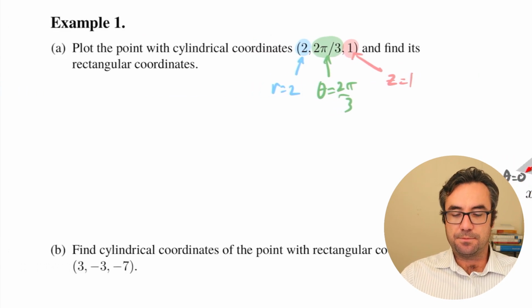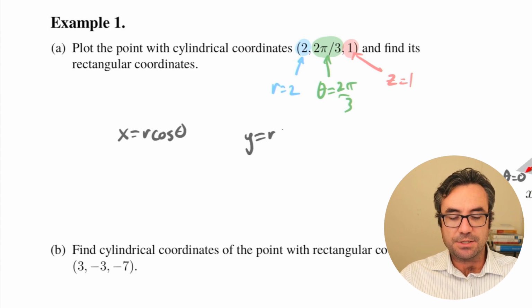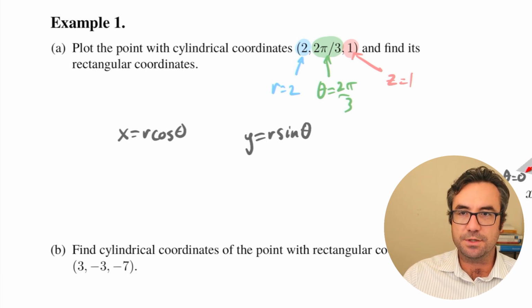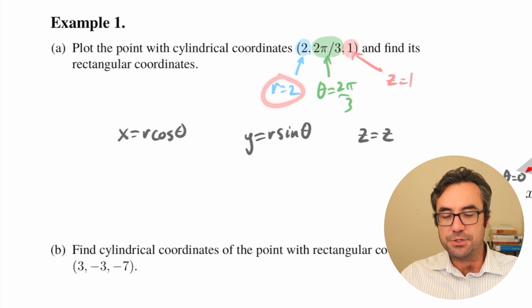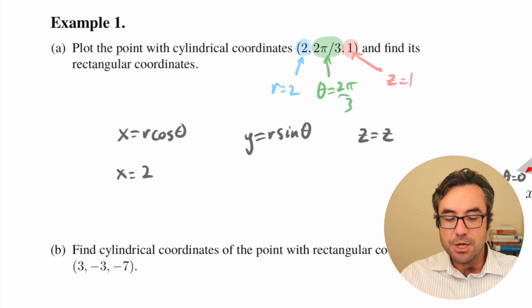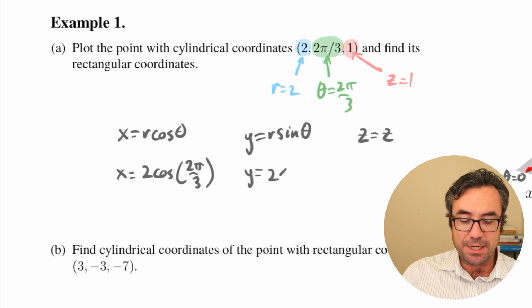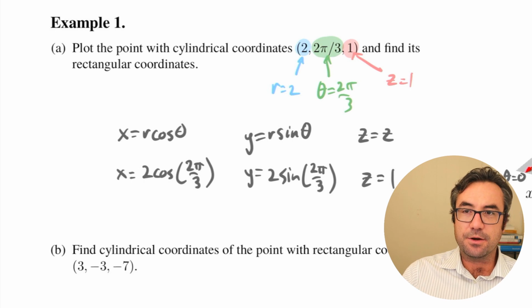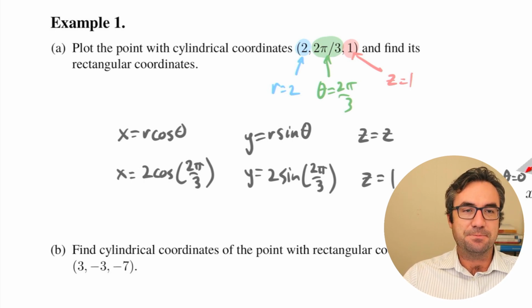So x is r cosine theta, y is r sine theta, kind of our standard polar coordinate stuff, and z for cylindrical coordinates is just z. So if we plug everything in, the r value is 2, so we get x is equal to 2 times cosine, and then we plug 2 pi over 3 in for theta. And then we do the same thing for y, so 2 times sine of 2 pi over 3. And then our z coordinate here is just 1. So good old z is whatever our z value is.